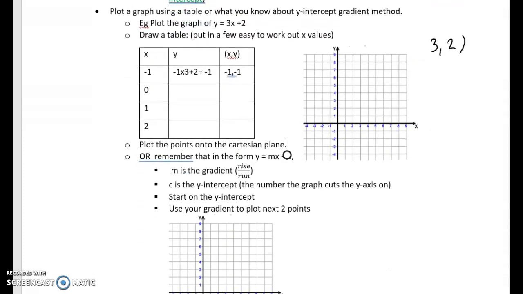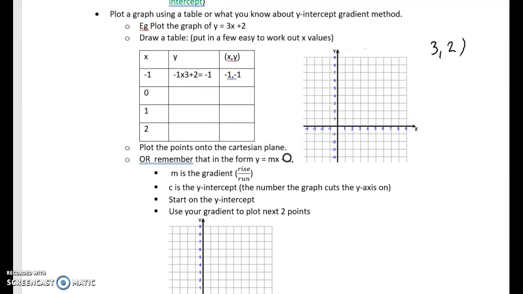Next thing you'll need to know is how to plot a graph using a table or what you know about the y-intercept gradient method. Now, first of all, I'll show you using a table. So if I had the equation y equals 3x plus 2, first of all, I'll draw a little table and I need to put in some x values. Now, they might have given them to you. If they don't, put in easy ones like -1, 0, 1, and 2.